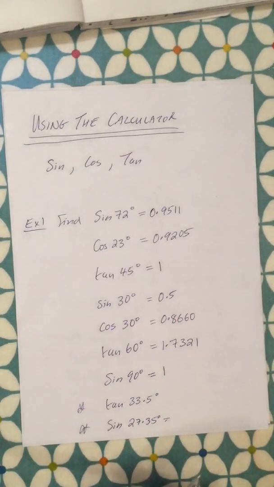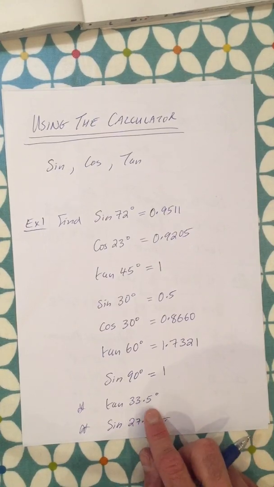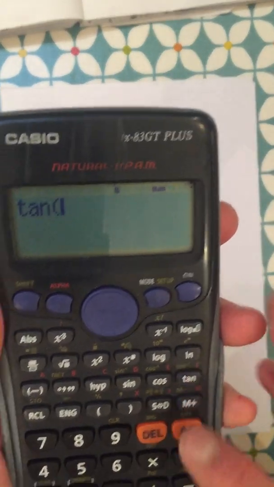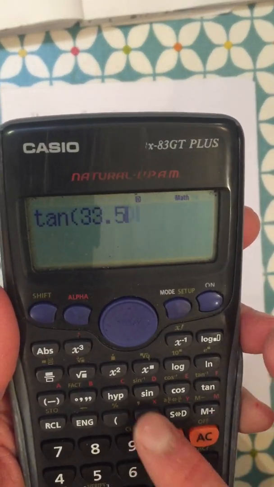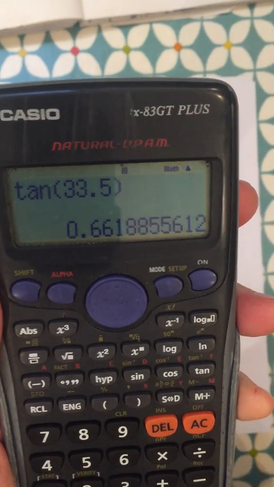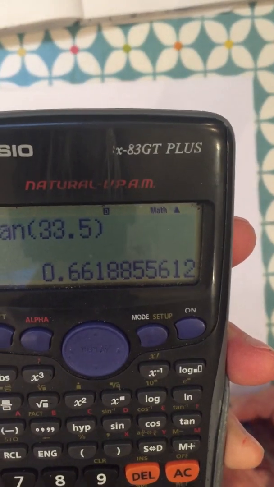Now, these ones here have decimals in them, no big deal. 33.5 degrees means 33.5 degrees. How do I get the tan of 33.5 degrees? Very simple. You press tan, 33.5, close the bracket, press equals. It's as simple as that. So we got 0.6619.